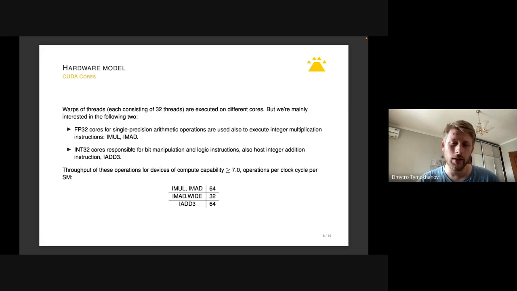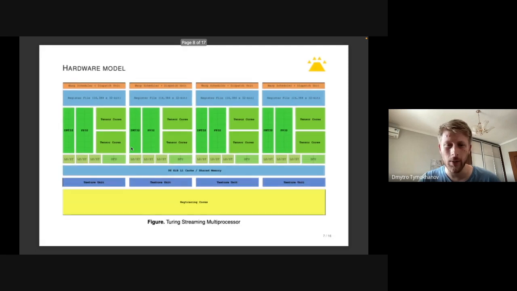And there is a table for devices of compute capability starting from 7.0, so starting from Volta, not Turing actually, I think. It tells you the throughput per clock cycle per streaming multiprocessor of these operations. So multiplications and multiply-add operations can be done 64 at a clock cycle per multiprocessor. And you can see how here there are exactly 64 FP cores, which is why there are 64.